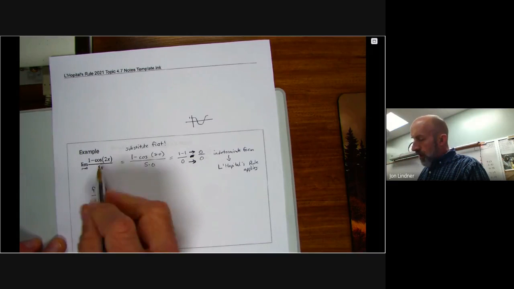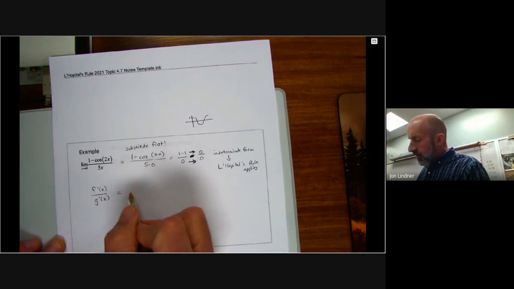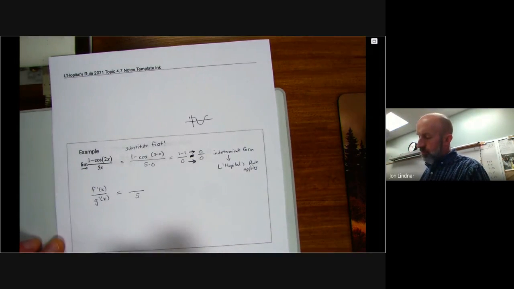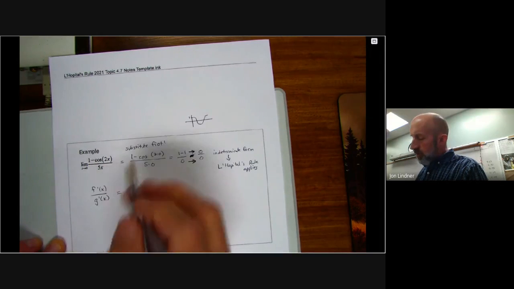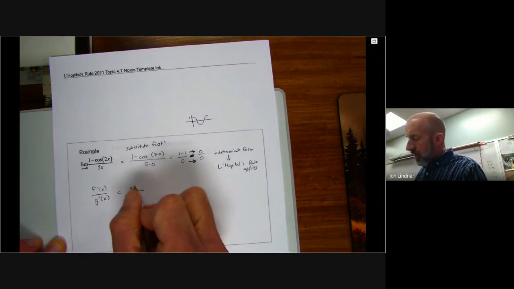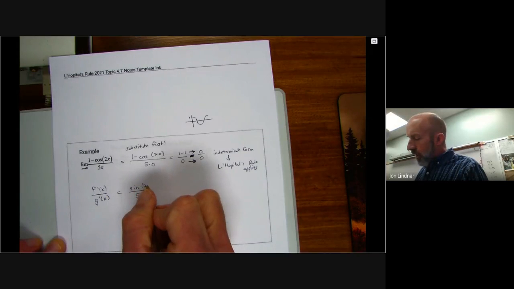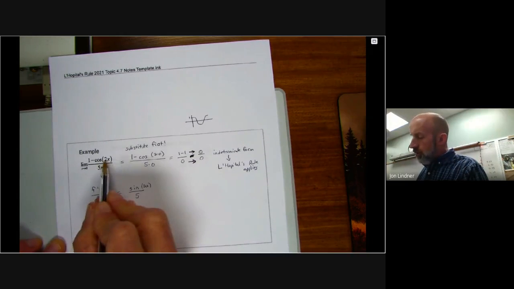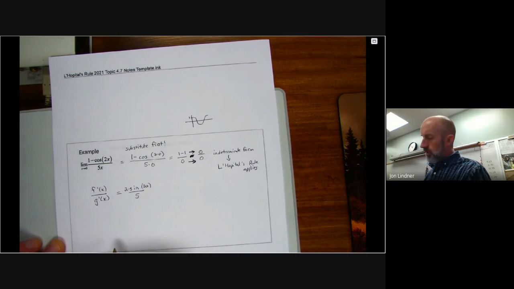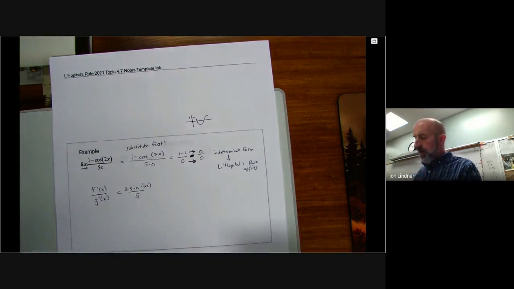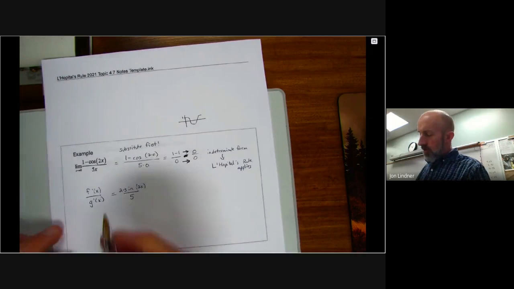So the derivative of the bottom is easy. That's 5. The derivative of the top, well, the derivative of cosine is negative sine. Since I have this negative here, it's going to become the positive sine of 2x. And I have to use the chain rule, so it'll be times 2. All right, so there is my f prime of x over g prime of x.